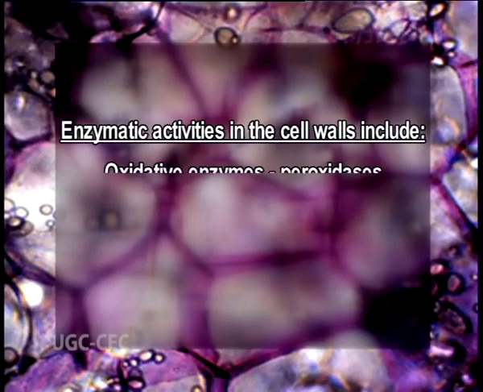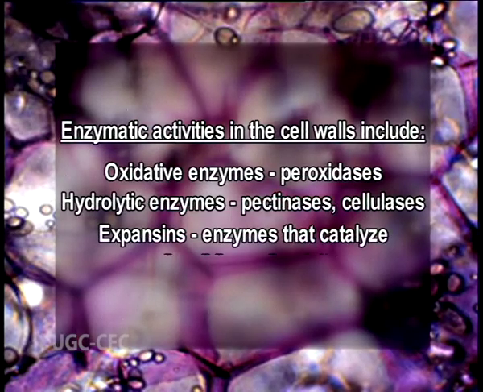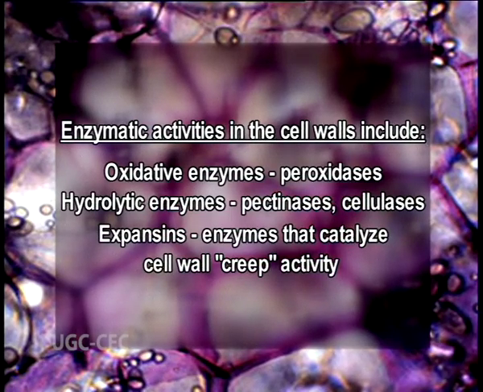Enzymatic activities in the cell wall include oxidative enzymes, that is peroxidases, and hydrolytic enzymes, that is pectinases, cellulases, and expansins, the enzymes that catalyze cell wall creep activity. General functions of the cell wall enzymes include protection against pathogens, cell expansion, and cell wall maturation.